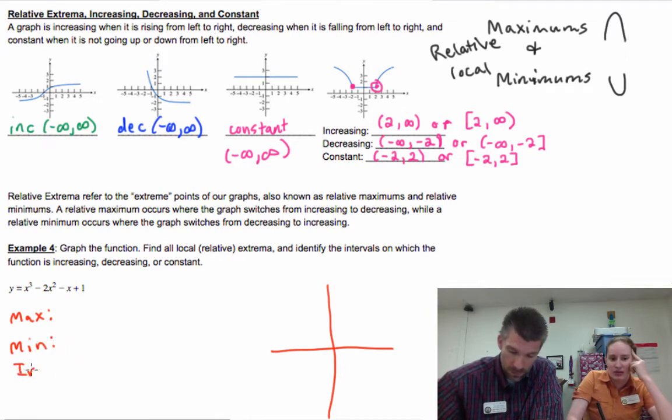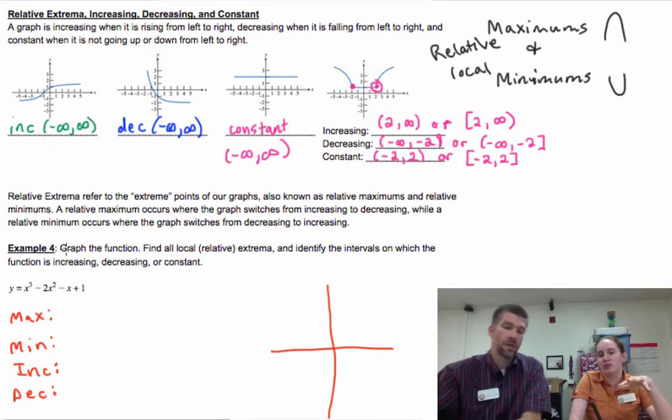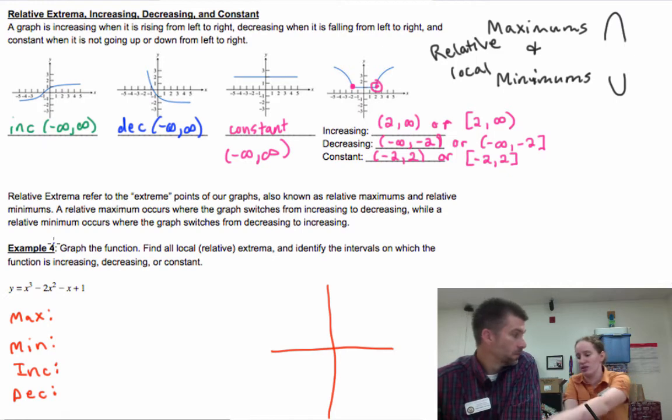And it has part of the time increasing, part of the time decreasing. The only time you get constant functions when you're plugging in actual functions is if you've got really weird absolute value or some kind of piecewise situation.